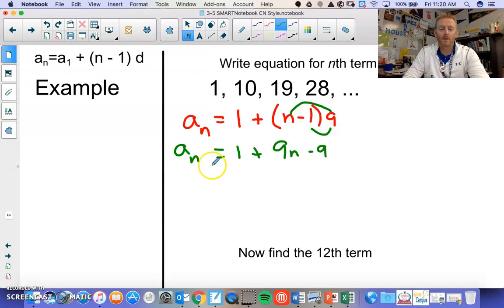So this tells us whatever term that we're looking for. In this case, it's going to be the 12th one. Now the last step is to simplify. So we're going to combine our like terms that we have. And you're going to notice that we have a nice, beautiful formula here.